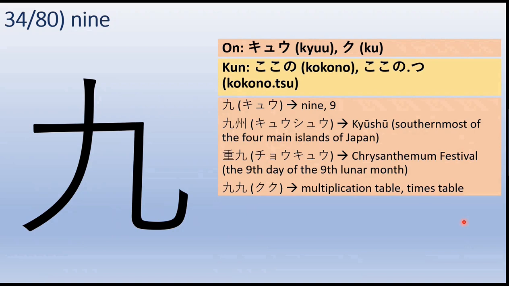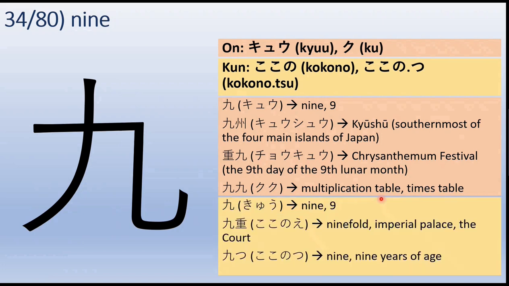Onyomi usages. So Kyu means 9 or the numeric 9. Then we have Kyushu, which is one of the islands of Japan, the southernmost of the 4 main islands of Japan. Then we have the chrysanthemum festival or the ninth day of the ninth lunar month, which is called Chokyu. Chokyu is the ninth day of the ninth lunar month on which the chrysanthemum festival is celebrated. Kuku, which is the multiplication table or the times table.